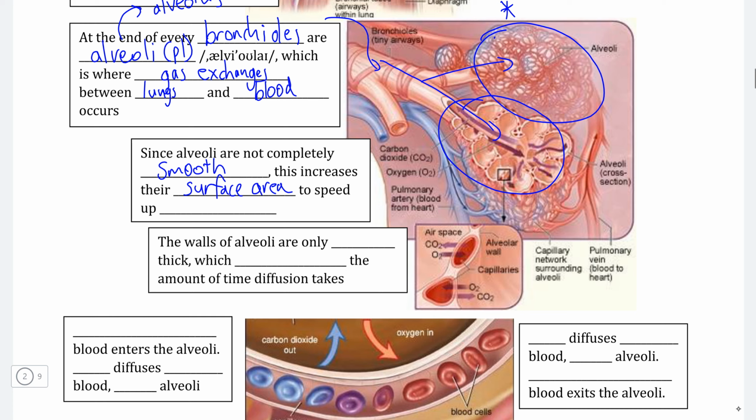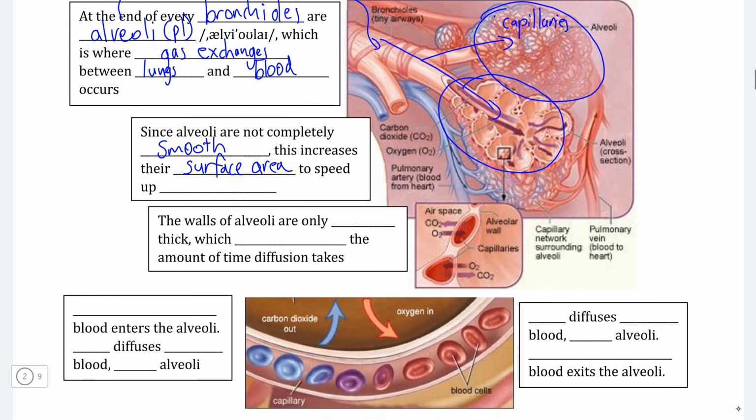We can see that your capillaries are found outside your alveoli. So the more surface area your alveoli have, the more capillaries are available, and therefore the faster the diffusion of oxygen into your blood is going to occur, which brings us to how that process actually occurs.